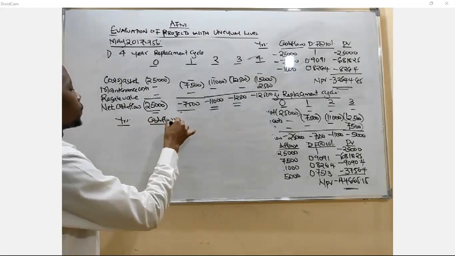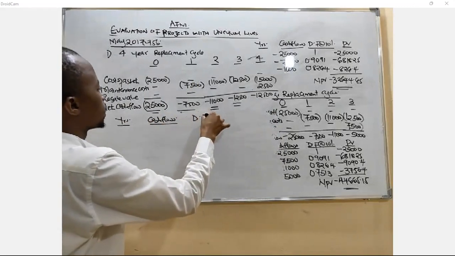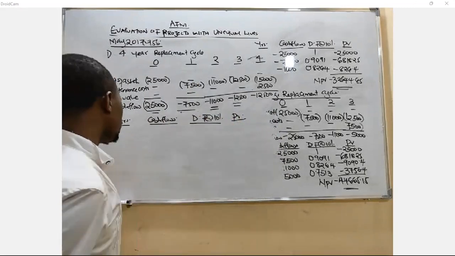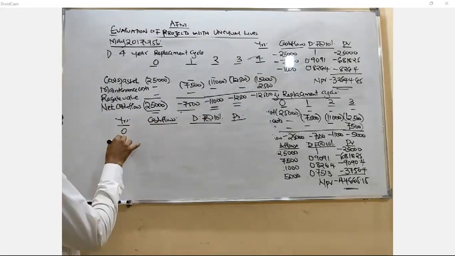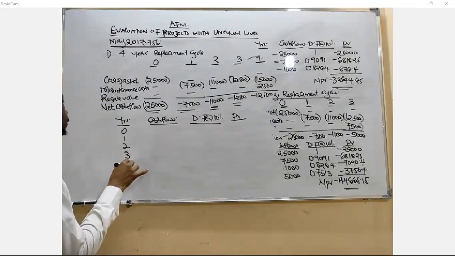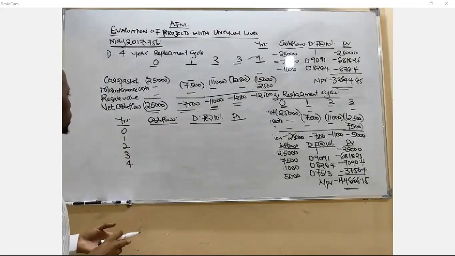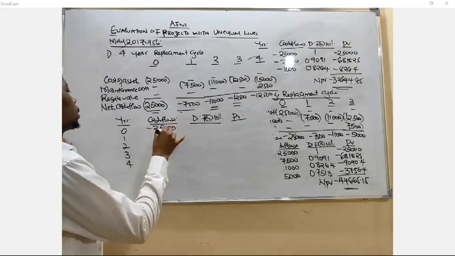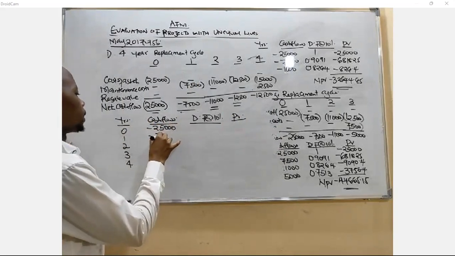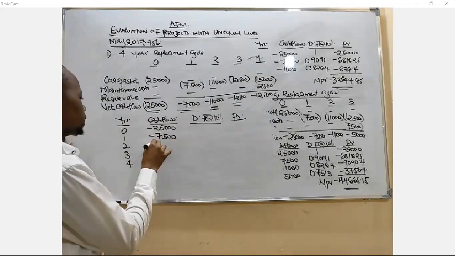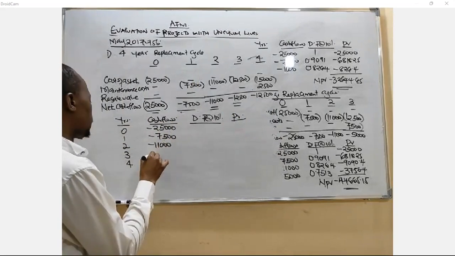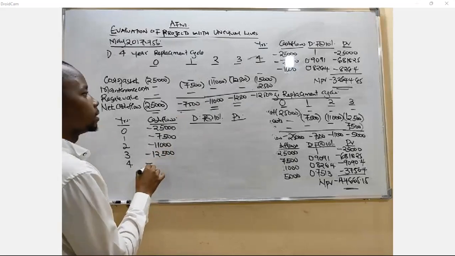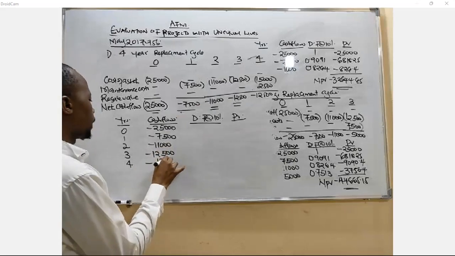Sisi tunafanya discount factor here at the rate of 10%, we get the present values. So we have here 0, 1, 2, 3, and 4. The cash flows of ours ni ngapi? Year 0 negative 25,000, negative 7,500, negative 11,000. We have negative 12,500. Then the last one is negative 12,500, right?